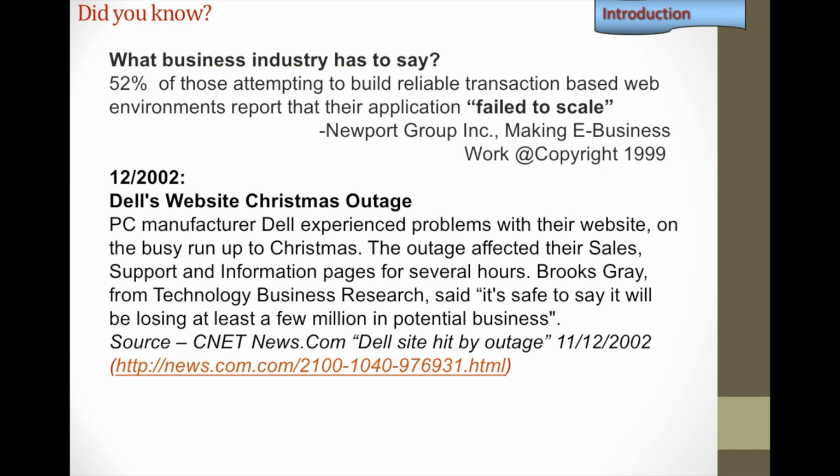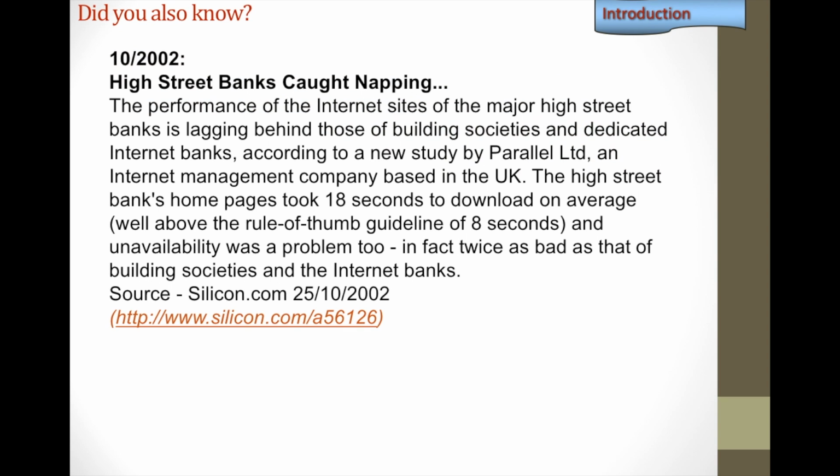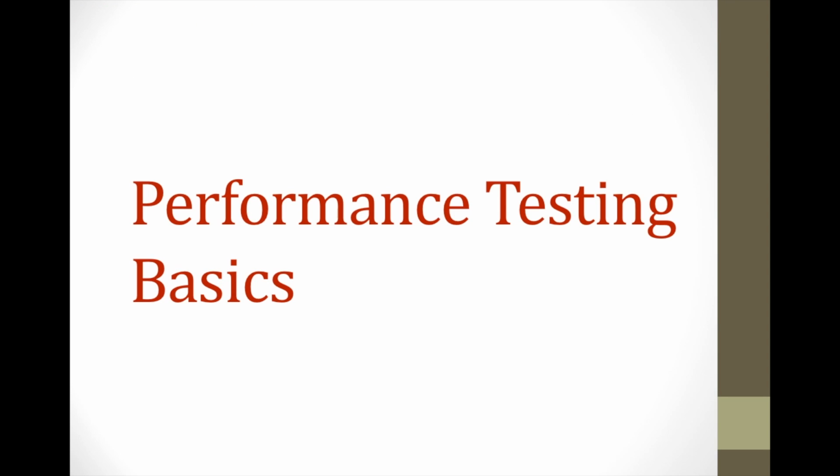And this is another example where a Dell website crashed due to the same issue, because they didn't analyze the traffic. And when Christmas came, there was a huge load on the site which crashed them. Same example with a high street bank which was lagging due to that load. So these are some basic examples where industries lost their money, lost their business due to performance testing negligence, you can say.